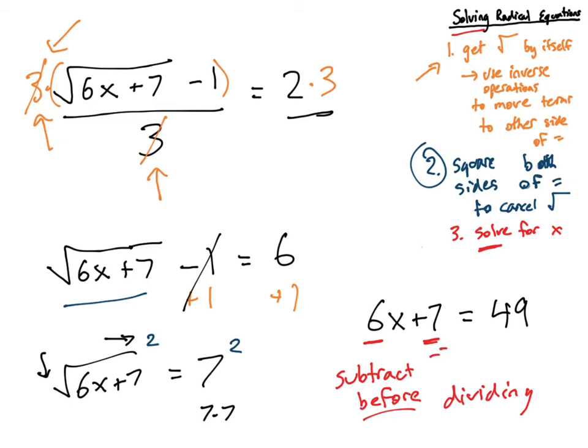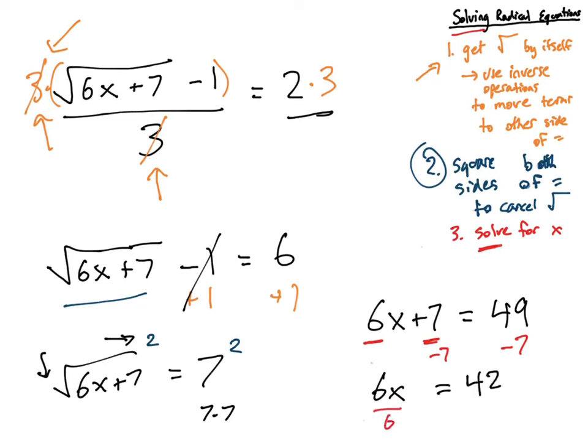If we subtract 7 from both sides, that gives us 6x equal to 49 minus 7, which is 42. And now when we divide both sides of our equal sign by 6, 42 divided by 6 works out evenly, and we get our final answer, x is equal to 7.